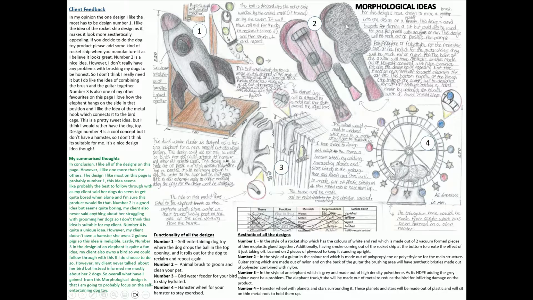This is my client. This is a morphological ideas page, where I just drew some more ideas, which were some pretty cool ideas. This is one where you drop the dog ball in from the top, it rolls out for the dog to chase. The dog can drop it in themselves, so it's self-entertainment. This is a cat brush in the design of a guitar, a hamster wheel with some planets around it, and an elephant bird feeder, which is pretty cool.